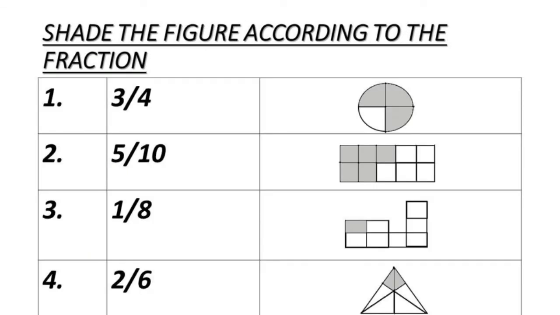Shade the figure according to the fraction. 3 by 4. So in this, out of 4 equal portions, 3 parts are to be shaded. Second one, 5 by 10. Out of 10 blocks, we have to shade 5 blocks. 1 by 8. Out of 8 blocks, we have to shade only 1 box. 2 by 6. Out of 6 equal parts, we have to shade 2 parts only.